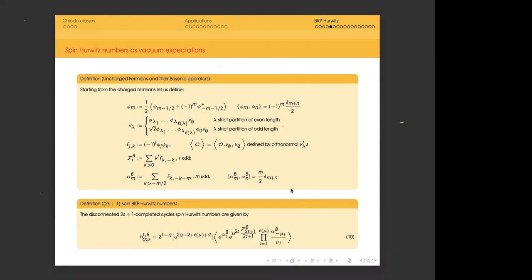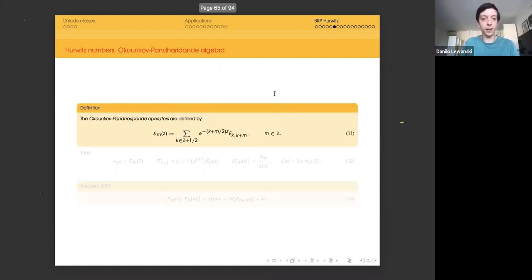Okay, so let me reach the main part. Otherwise I will be late. So this is the question of Maxim, more or less, if I understand correctly.